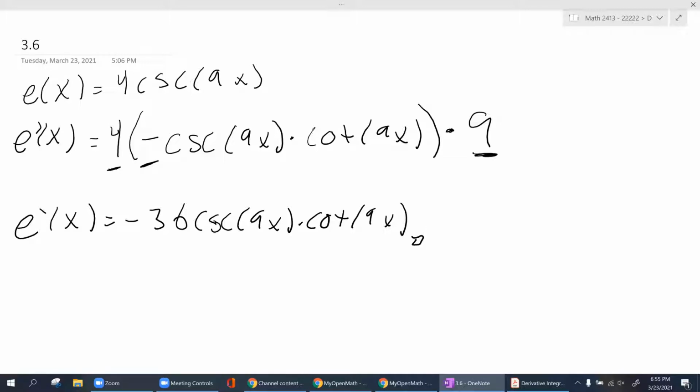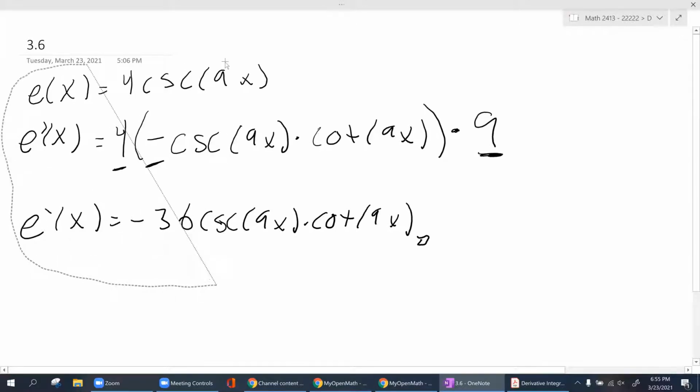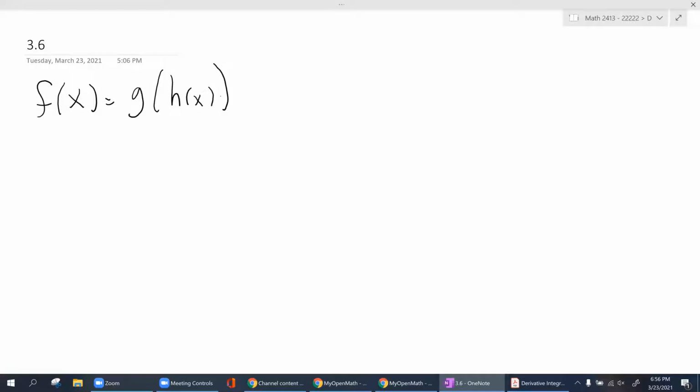Let's go ahead and do another one. I'm going to give you a list of values like, f of x is this, f prime is this, g is this, and g prime is this. Let's just say your function f is g of h of x. Well, what is this? How do I derive that?